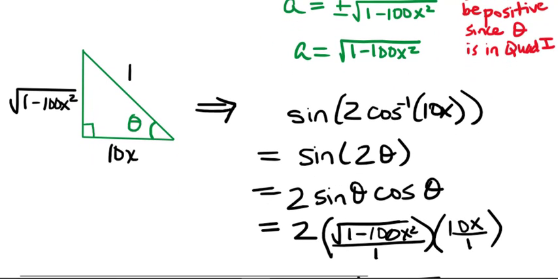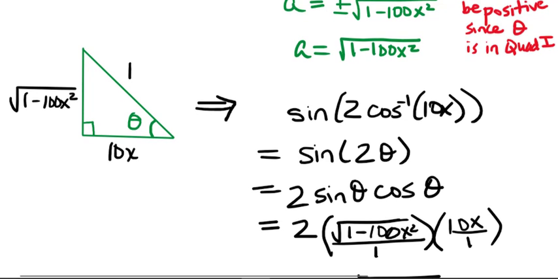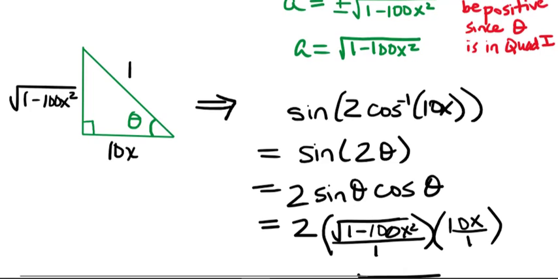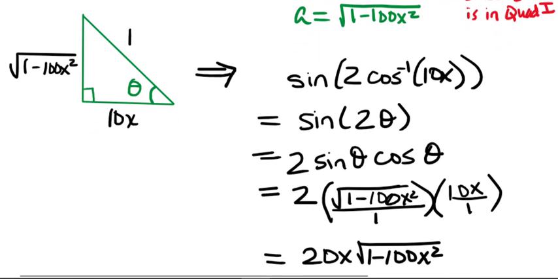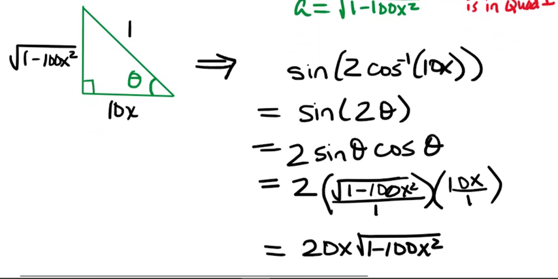So the sine of theta is opposite over hypotenuse, which is square root of 1 minus 100x squared over 1. And the cosine of theta, as we said before, is 10x over 1. So we don't really need the denominators, they're just 1, so we just multiply across. We get 20x square root 1 minus 100x squared, and we're done. That's the expression, algebraic expression instead of a trig expression.